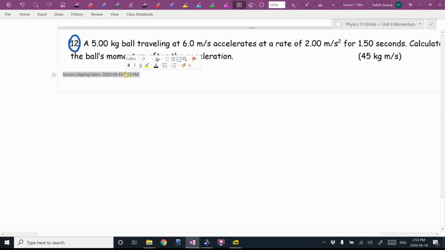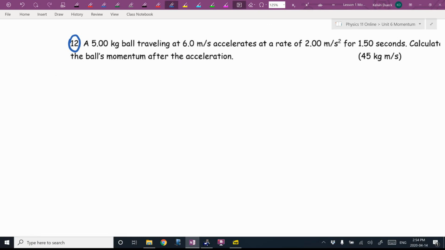Okay, they want me to find the momentum. I know that momentum is mass times velocity. So the first thing I would have said is, easy peasy, momentum is mass times velocity. And then I would have said, okay, there's an acceleration. They want the momentum after the acceleration. I think this is going to be mass times v final, and I'm going to have to figure out v final.